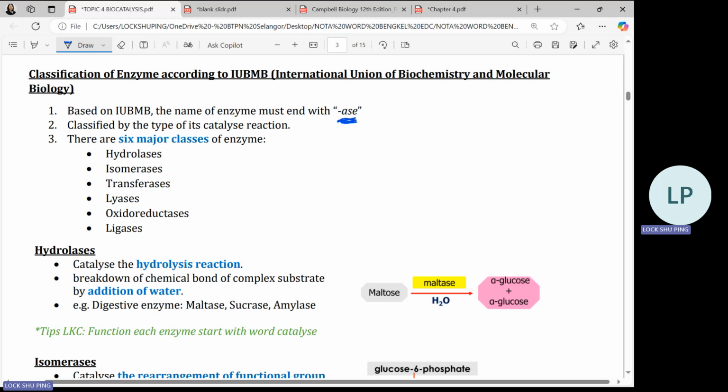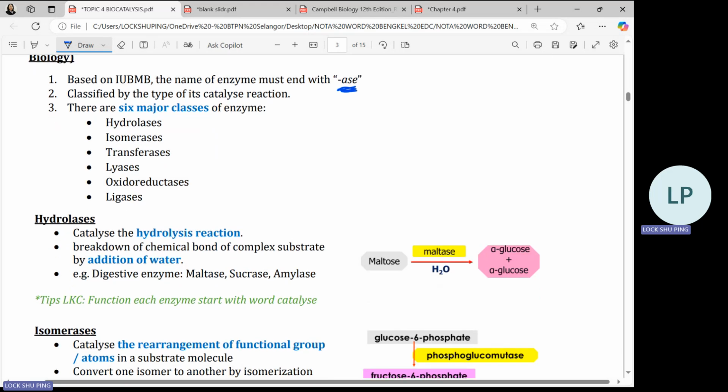So there are 6 classes of the enzyme, which are the hydrolase, isomerase, transferase, lyase, oxidoreductase, and ligase. Altogether, there will be 6 of them.